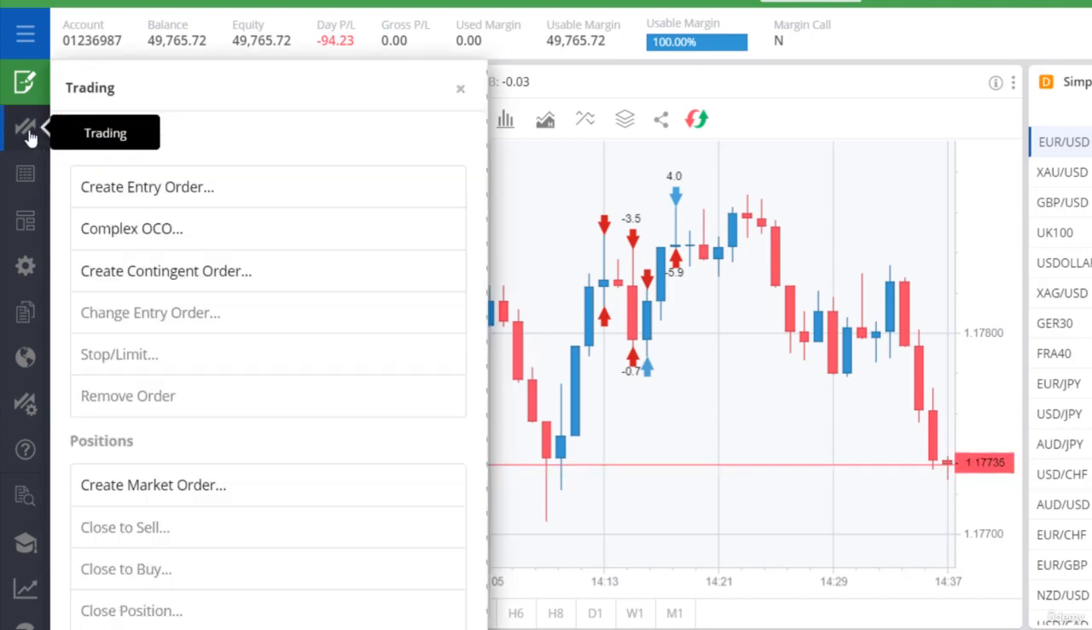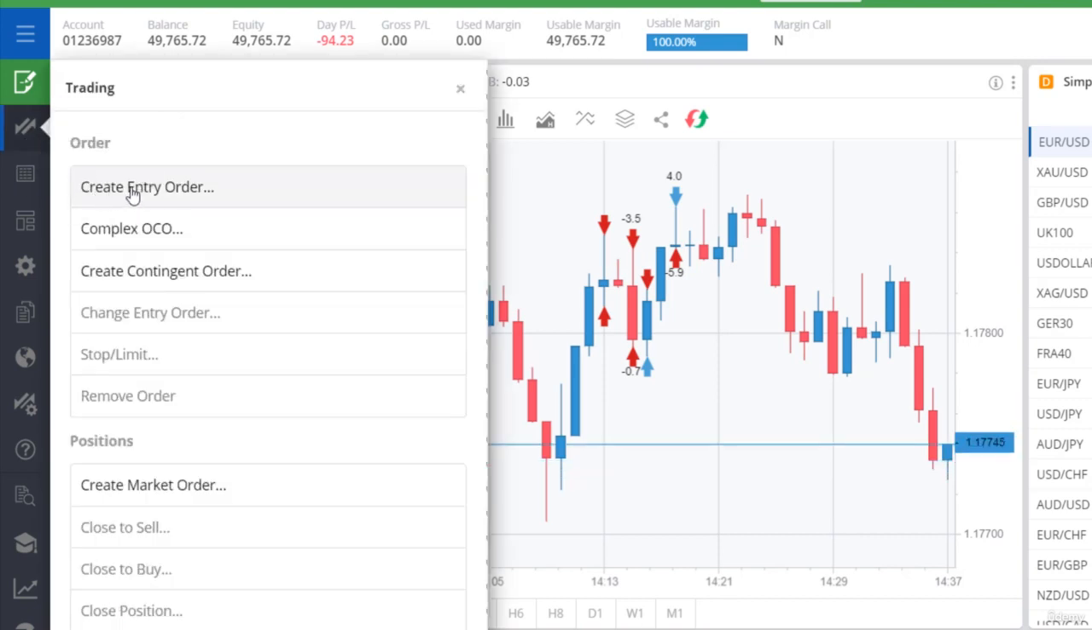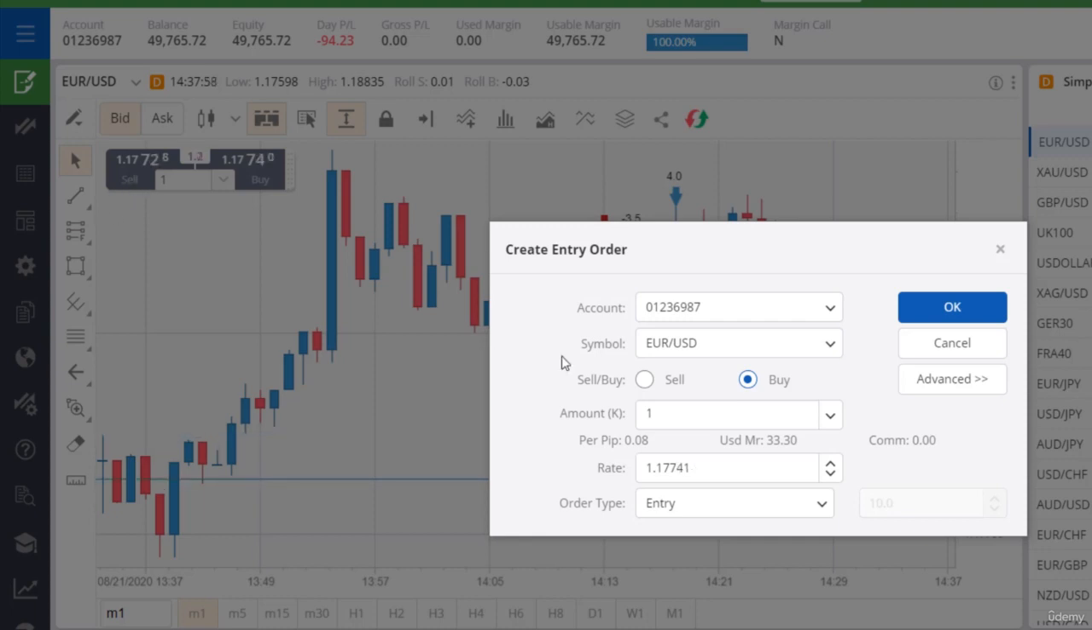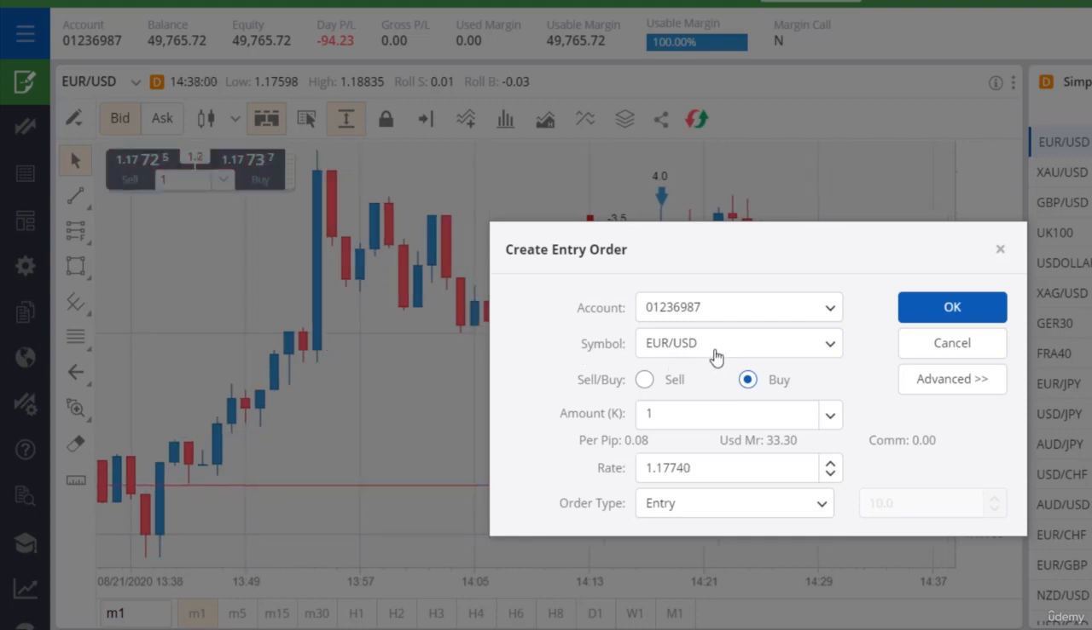And we can go here to trading, create entry order. So here we can determine the symbol and also if it's a buy or sell order and the amount. And then we can define the rate. So let's assume that we want to buy euro if the price slips below .